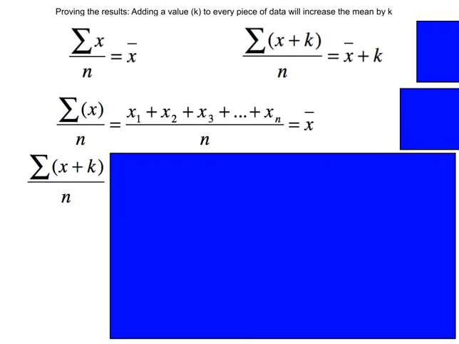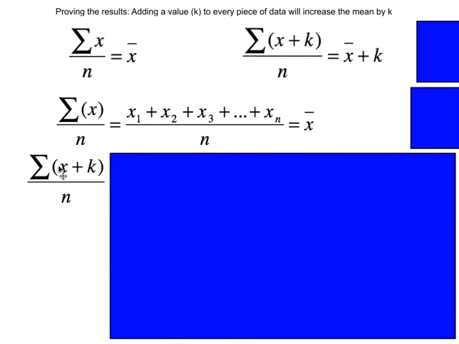If we imagine how we go about working out the mean, we basically add all the data together. So x1, let's term that the first piece of data, x2 is the second piece of data, x3 is the third, and so on. So we add all of them together and we divide by n. That's what this sigma notation is telling us to do, and that gives us x bar, or the mean.